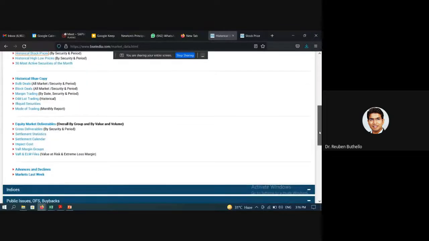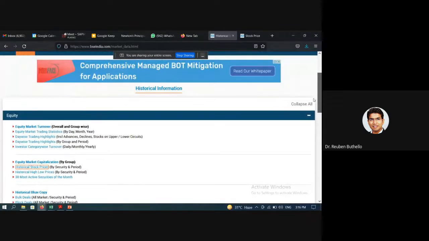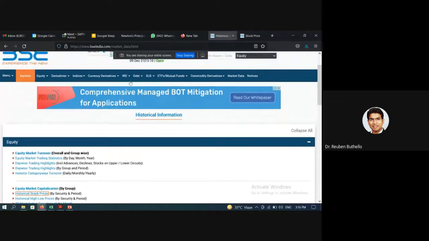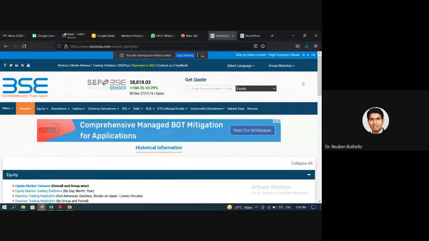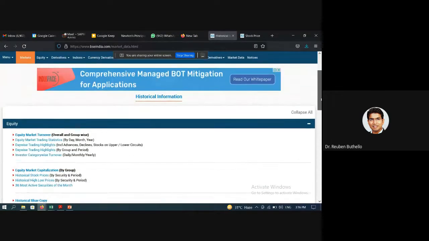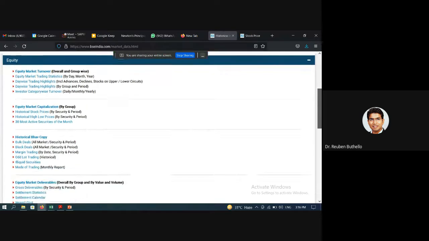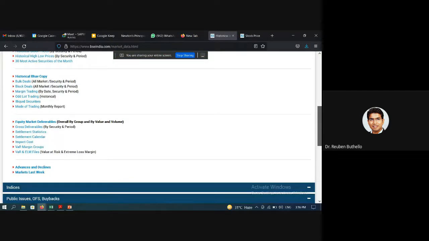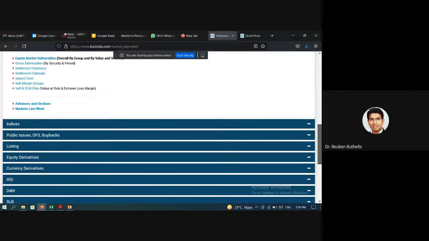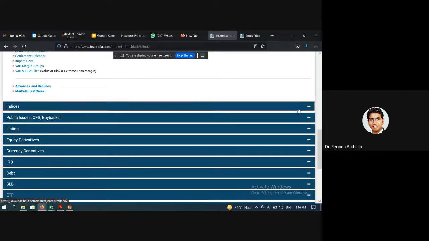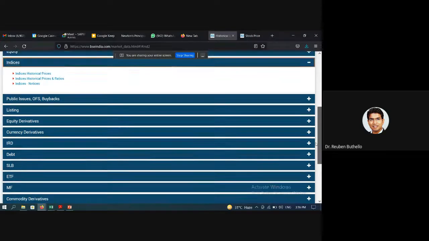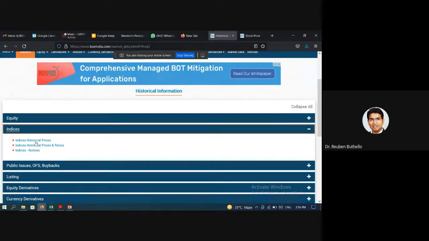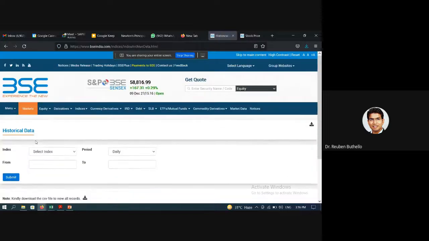Now for Sensex data, I go back to market data. Sorry, at the bottom over here, you will see indices. So I go and click on indices. In the indices, you will find indices historical prices. So I go to indices historical prices.